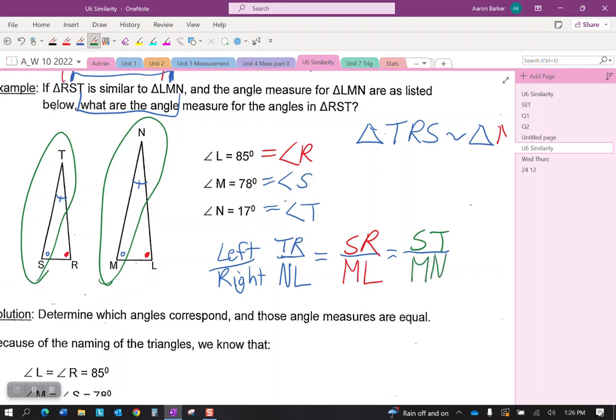You need to know how to do this for question number 2 on today's assignment. You look at the angles to help you write down the correct ratios.